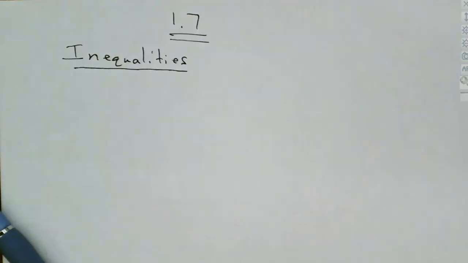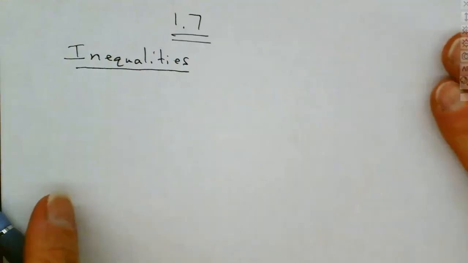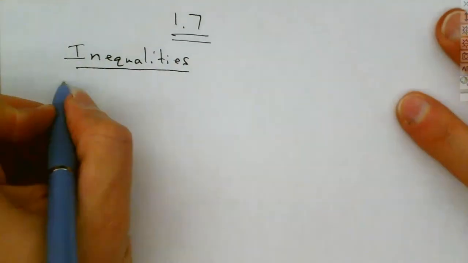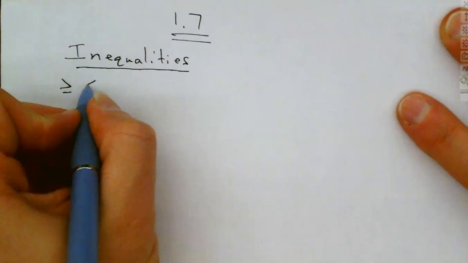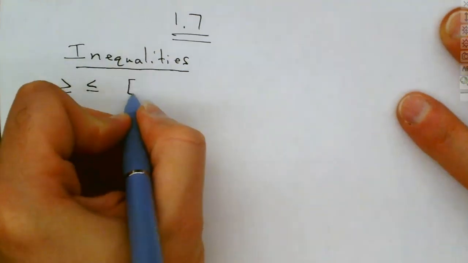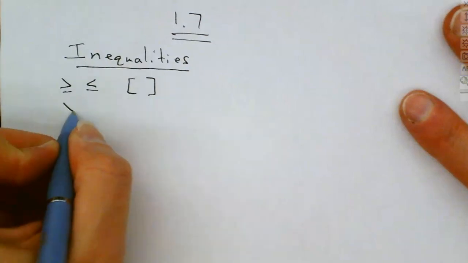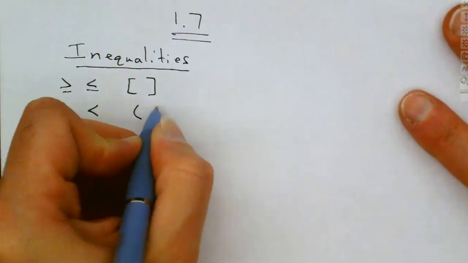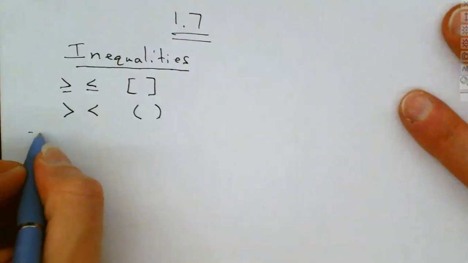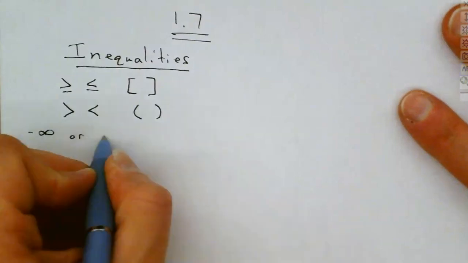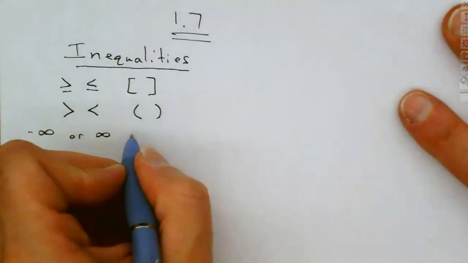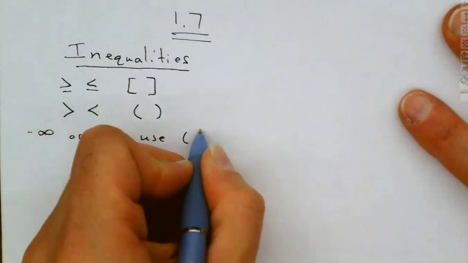And with these inequalities, we're going to have to be graphing them. And when we graph them, greater than or equal to, less than or equal to, we're going to use square brackets. Strictly less than, strictly greater than, we use parentheses. A negative or positive infinity, you use parentheses as well.